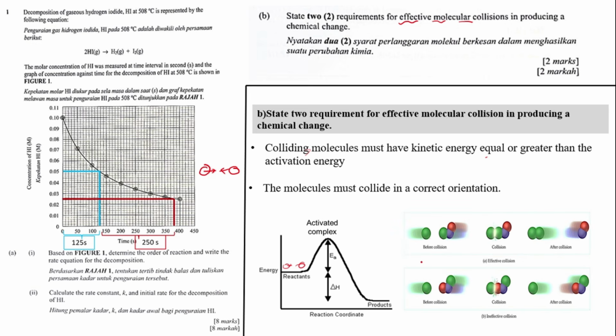And similarly, the molecule must collide in the correct orientation. So the green color must collide with the green color in order to produce a product. If they collide in the wrong orientation, no product is going to be formed.